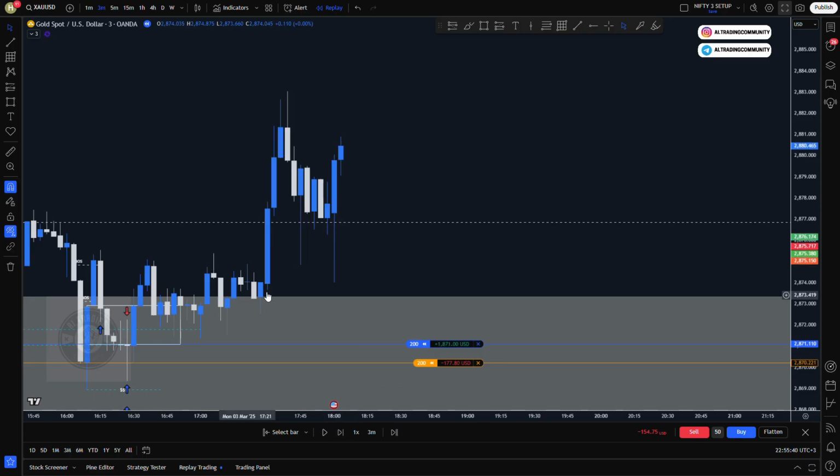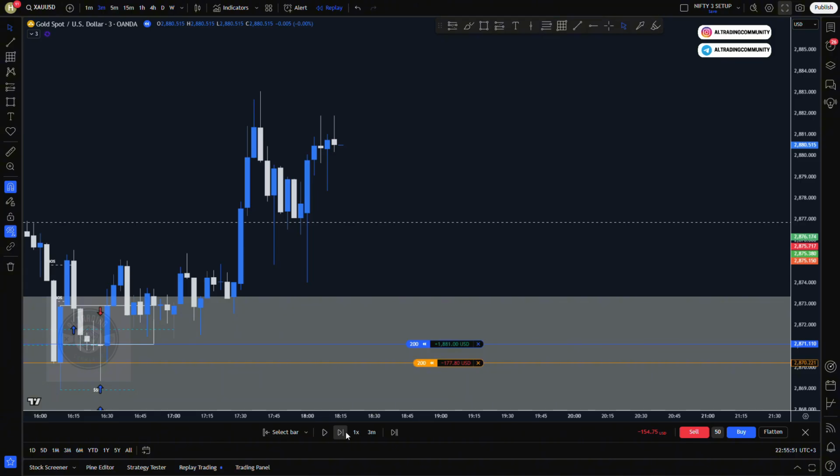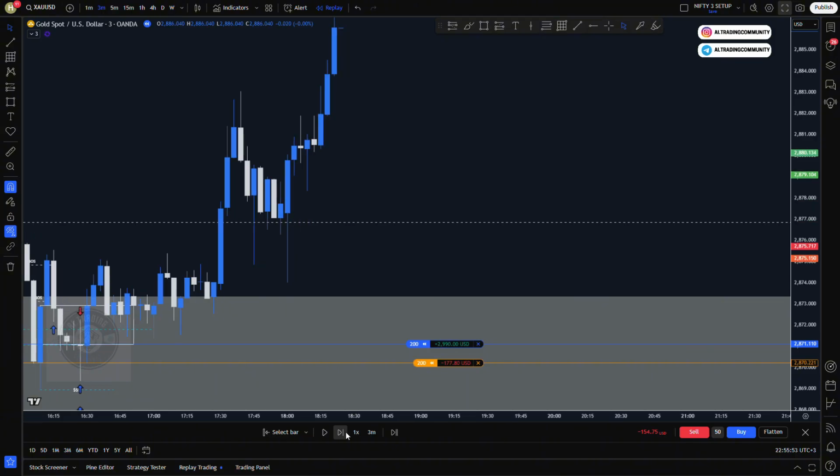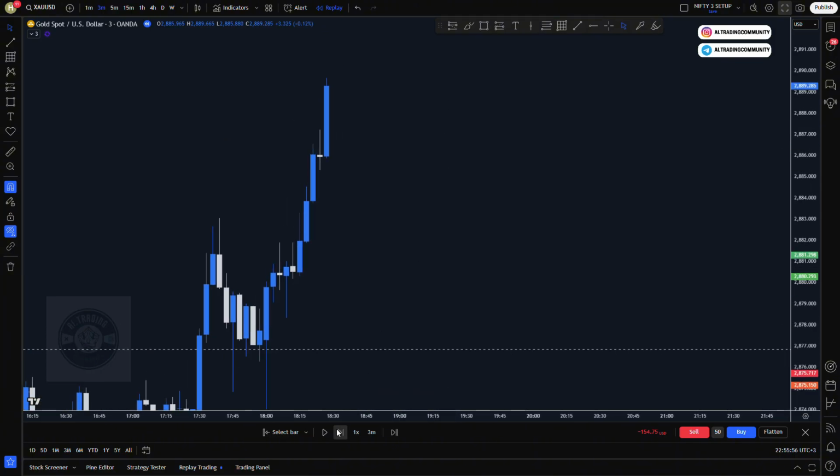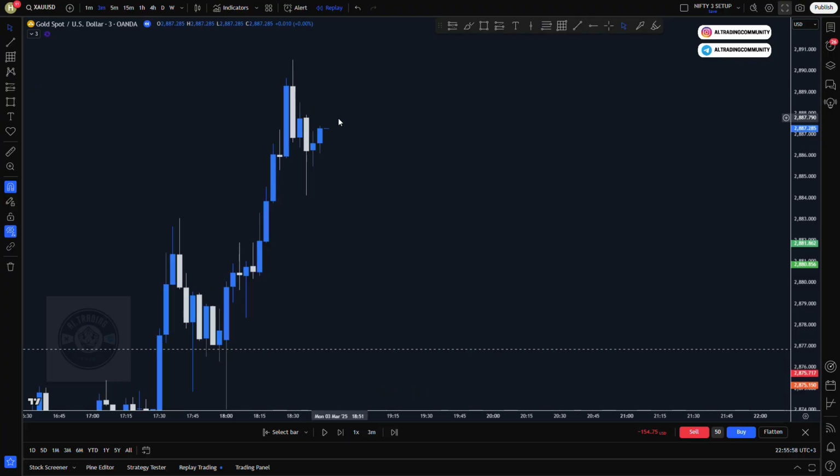You can see that the market taking liquidity. The market was not coming down and closing. The market always comes down, takes liquidity and closes above. Takes liquidity and closes above. So I was not putting my stop loss above it. And again, after that, the market went up. I think I exited somewhere around here.